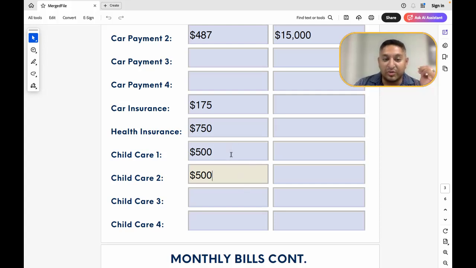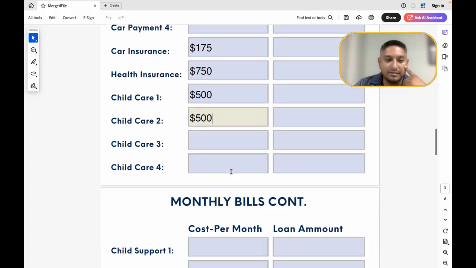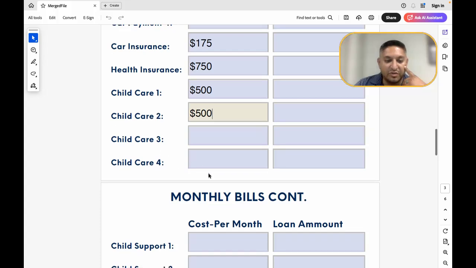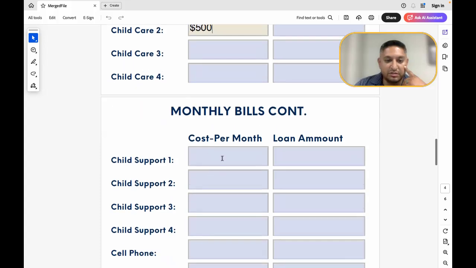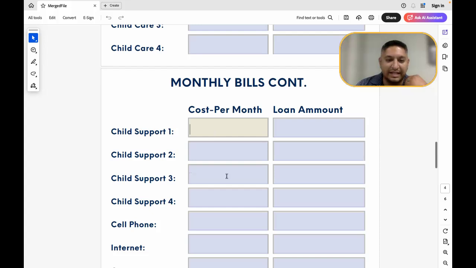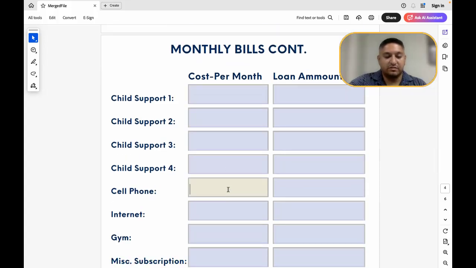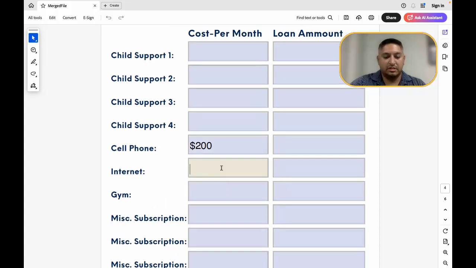Now, hopefully, these are for 2 children, and hopefully you're able to shop around with certain daycares in your area, and it's a little bit better pricing than this. We do have lines up to four children. Child support, there's not an average, and I'm not going to include it, but there are line items here for it. Average cell phone bill, 200. Internet, it is 85.